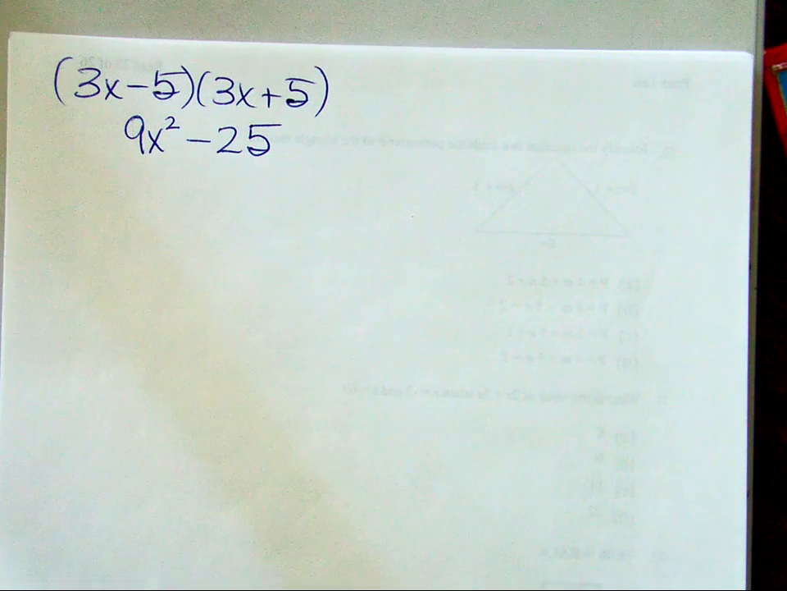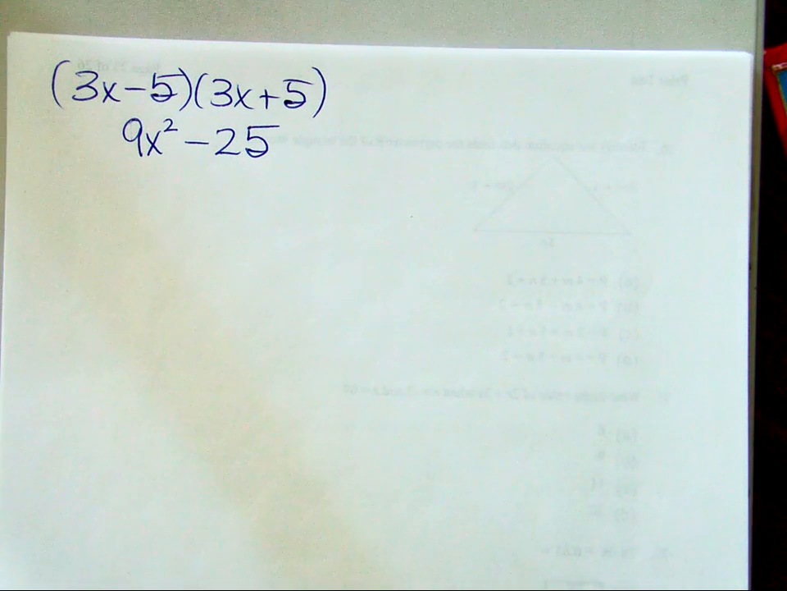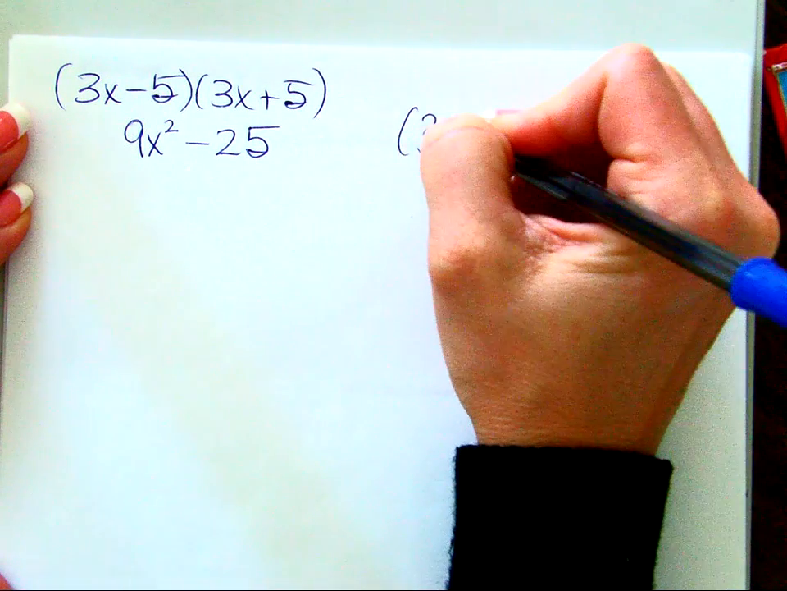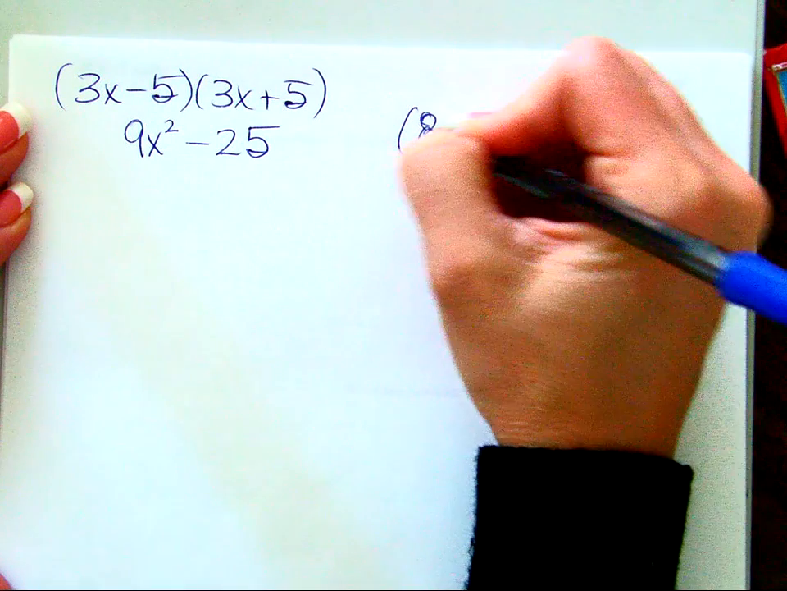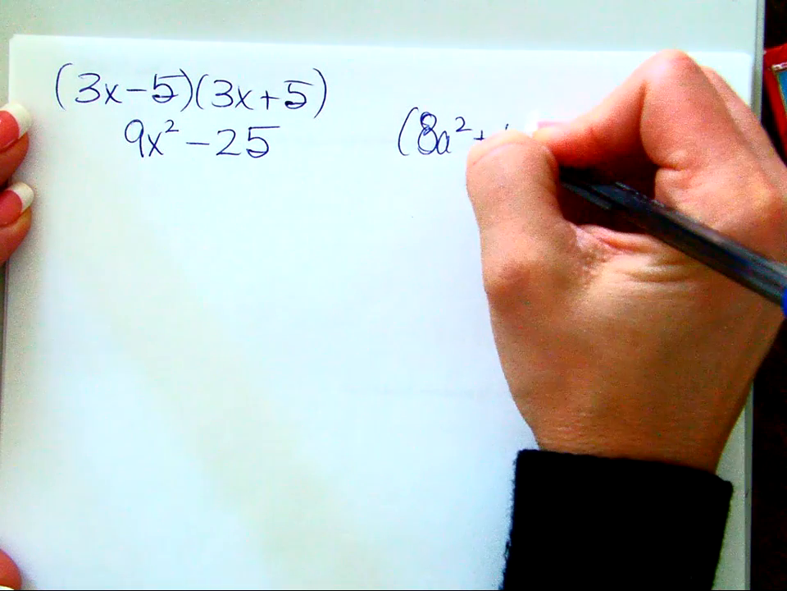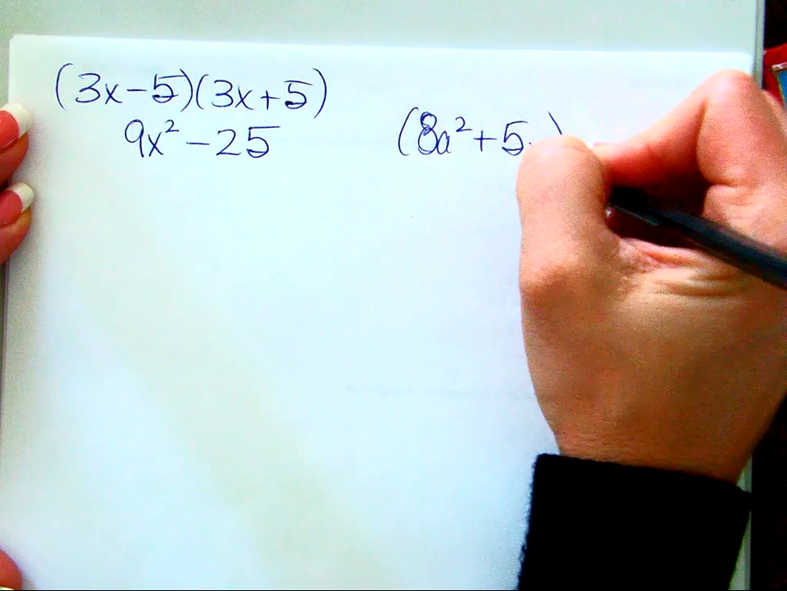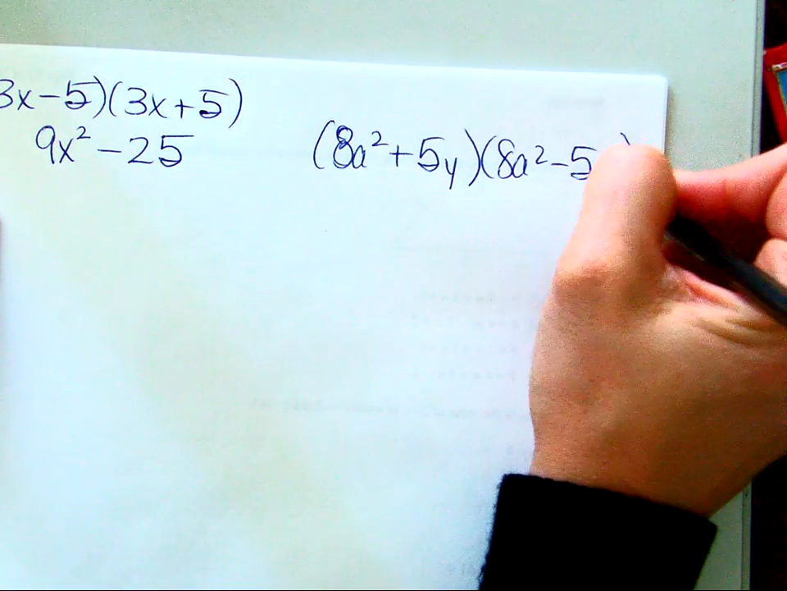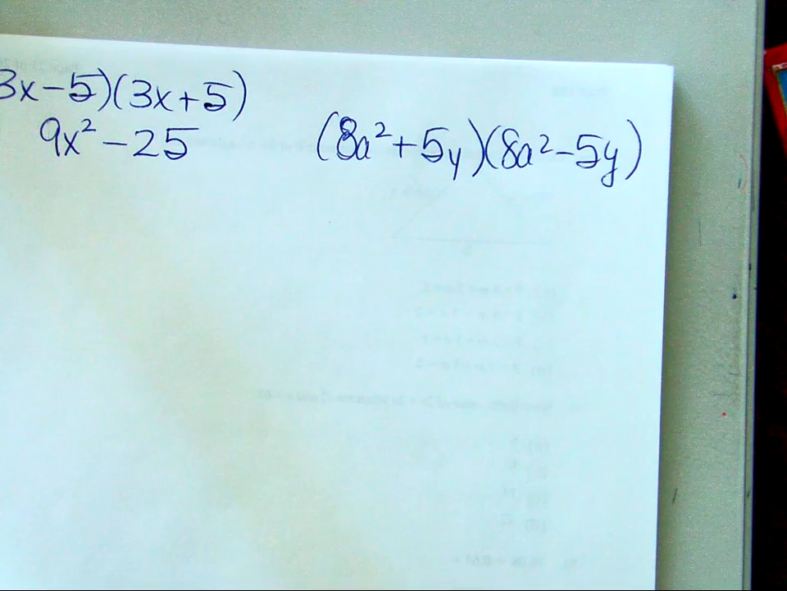So, here's the deal. If all else fails and you forget, can you just go back to good old FOIL it all out the long way? Sure. And then you might have to do that a few times before you realize, oh yeah, this is the one where they cancel. Okay? So, what if we got fancy and did this? Let's take 8a squared plus 5y and 8a squared minus 5y.